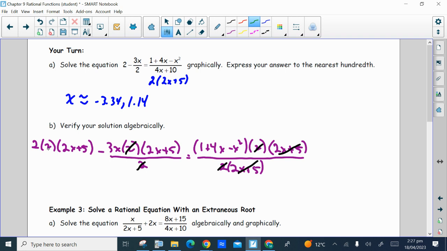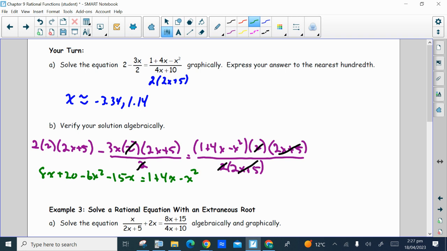So 2 times 2 is 4 times 2x plus 5. Then I have minus 3x times 2x is minus 6x squared. Minus 3x times 5 is minus 15x. And that will equal, I'm left with 1 plus 4x minus x squared. So I've got x squareds and x's. Chances are we're going to have to get a quadratic equal to 0.